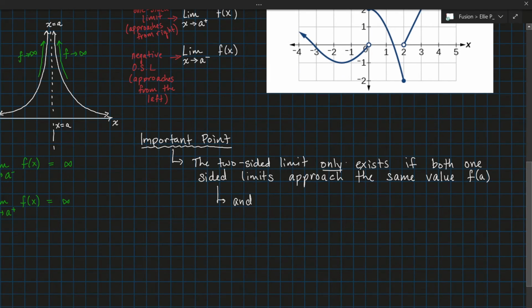And the limit as x goes to a, so the two-sided limit, is equal to both of the one-sided limits. So in other words, it only exists if both of the one-sided limits exist, and then it equals what those one-sided limits are.